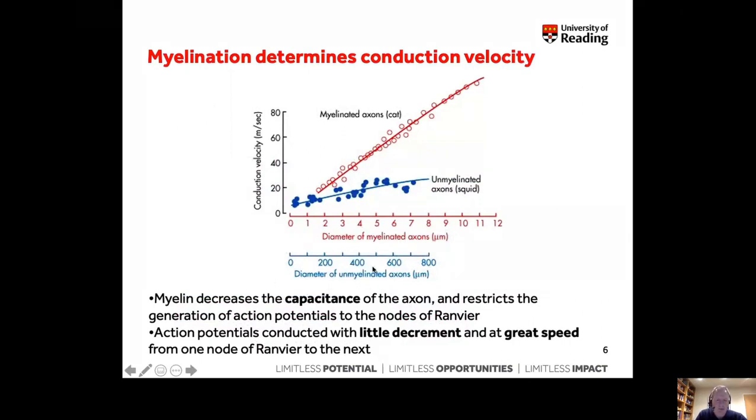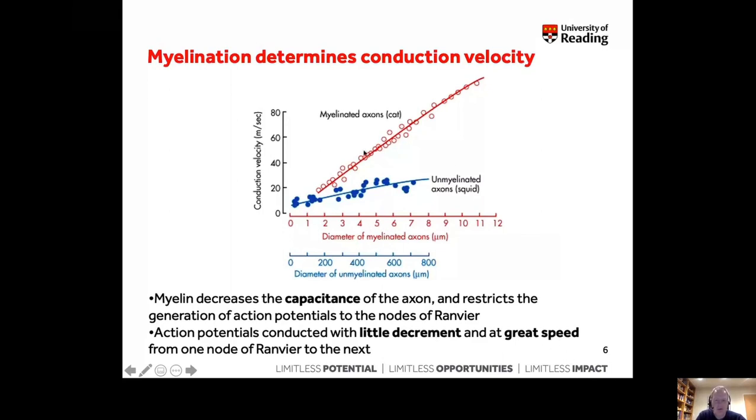So again, from an electrical point of view, the way that myelin works, it decreases what we call the capacitance, and a capacitor is just something that stores charge. So myelin decreases the capacitance of an axon and restricts the generation of the action potentials to the nodes of Ranvier that we showed you on that previous diagram. Action potentials conduct with little decrement, which means they don't decrease in height, they're all or nothing, and at great speed from one node of Ranvier to the next.